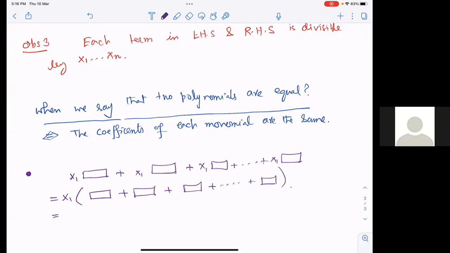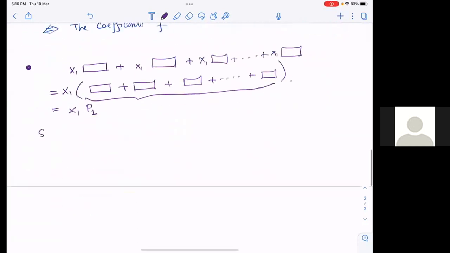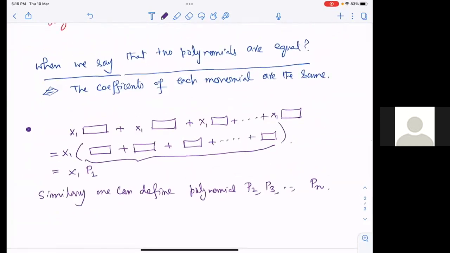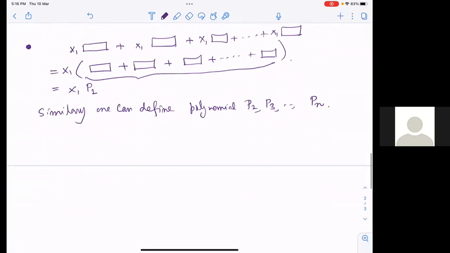This will also be some polynomial of smaller degree, right? Such a term I give a name. I call it polynomial P1. Similarly, one can define polynomials P2, P3.